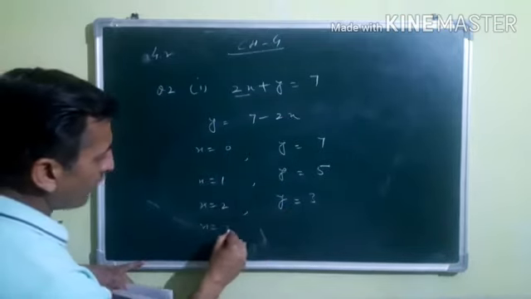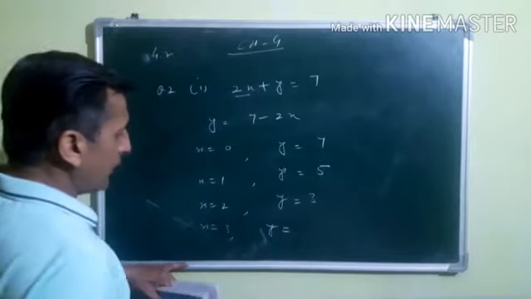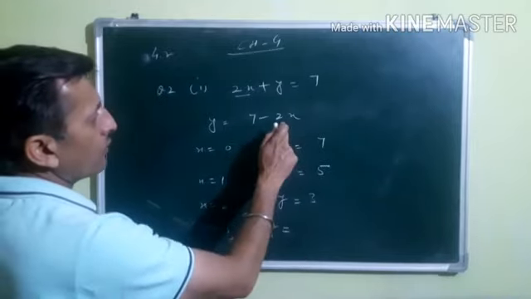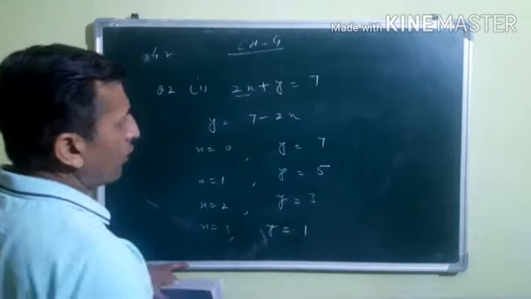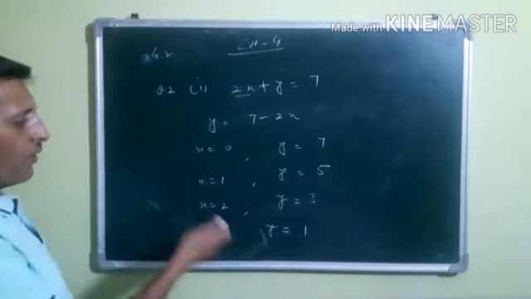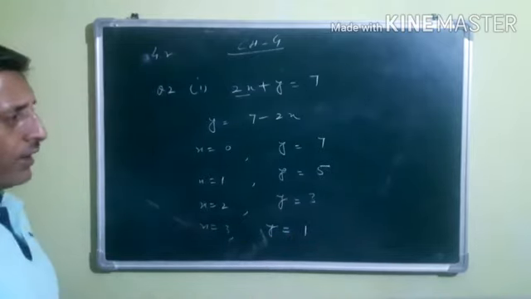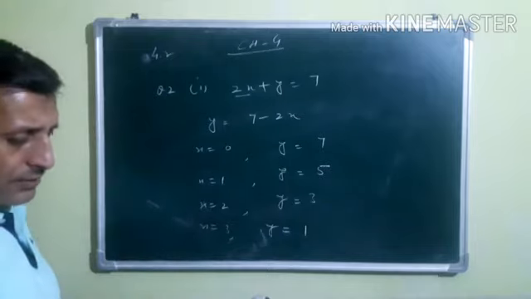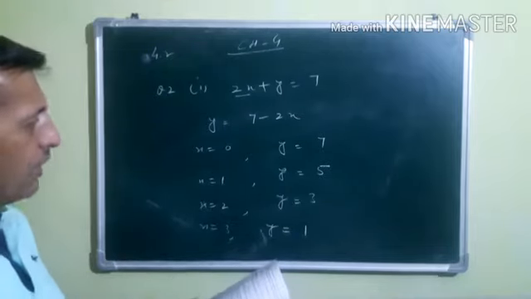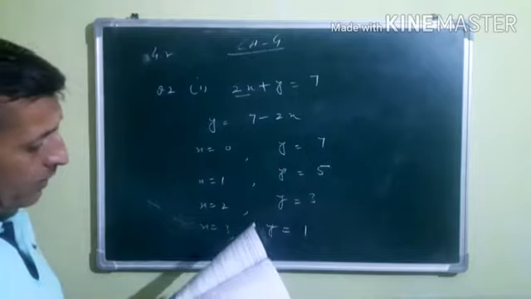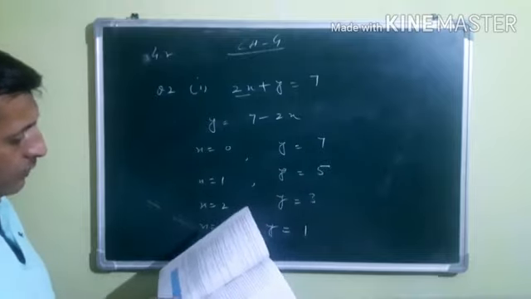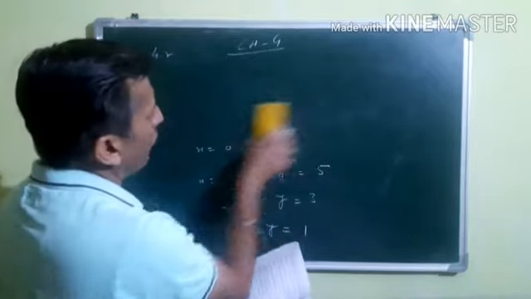When x is equal to 3, in that case, y is equal to 3. 3 2s are 6. 7 minus 6 is equal to 1. So these are the 4 solutions. Similarly, you can find 5 solutions, 6, 7 solutions, and so many solutions, infinite solutions you can find. So this is your question number 2, first part.